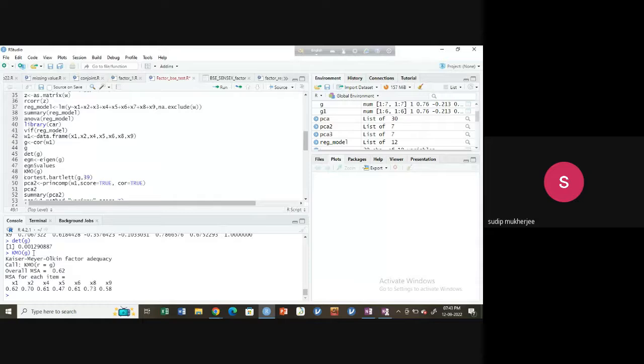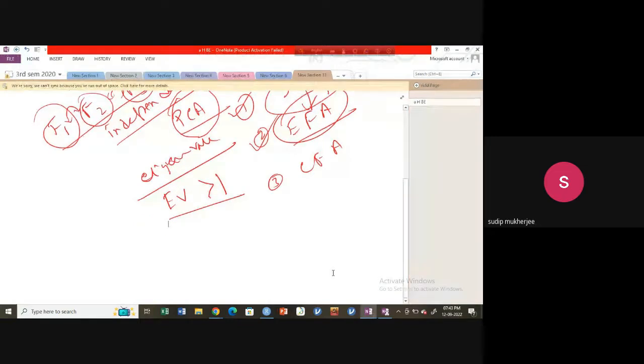Now we see the Bartlett test. What is the null hypothesis? The null is that the matrix is a unit matrix. What does a unit matrix mean? Diagonals are 1, all others 0. So if the null hypothesis is accepted, you are not in a position to continue the factor analysis. Why? Because your matrix is just the identity.